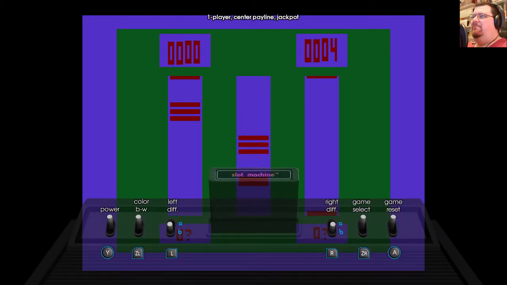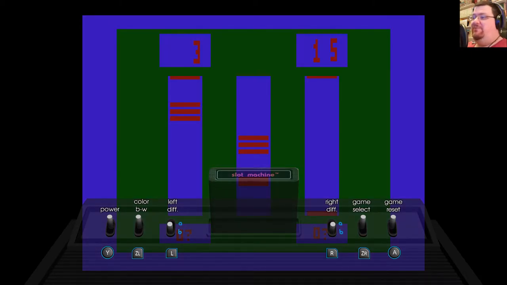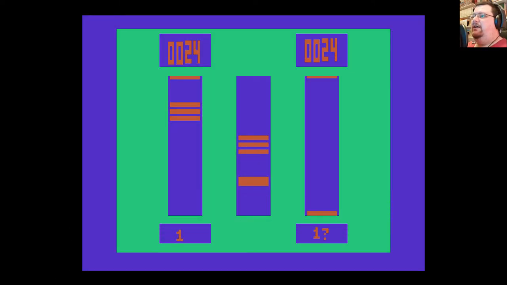Alright, next game, I guess. Two player center payline jackpot. So that's the same, but you play with two players instead of against the computer. One player up to five paylines jackpot. So again, you've got to get a jackpot combination of symbols in this one, but you can use up to the five paylines that there were in the manual. So, okay, let's pay for all five then.